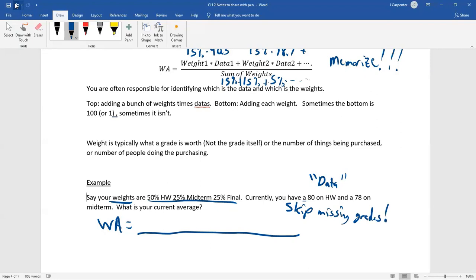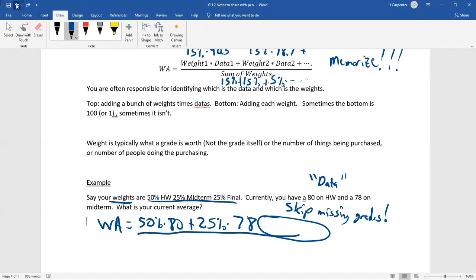So I'm not going to have 3 sum products in the top. I'm only going to have 2. I'll have the 50% times, so that's the homework category, times the homework grade, which was an 80, plus the midterm, which was 25%, times the midterm grade, which was a 78. I don't have anything for the final because we don't know what the final grade is.